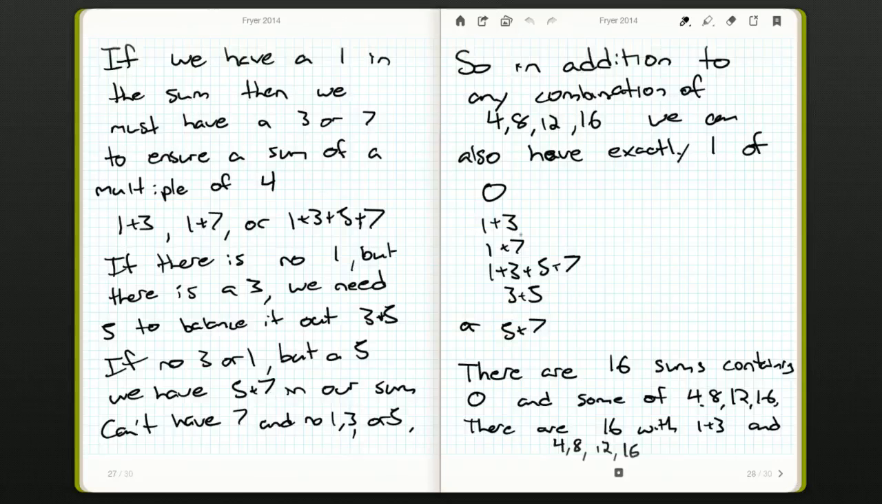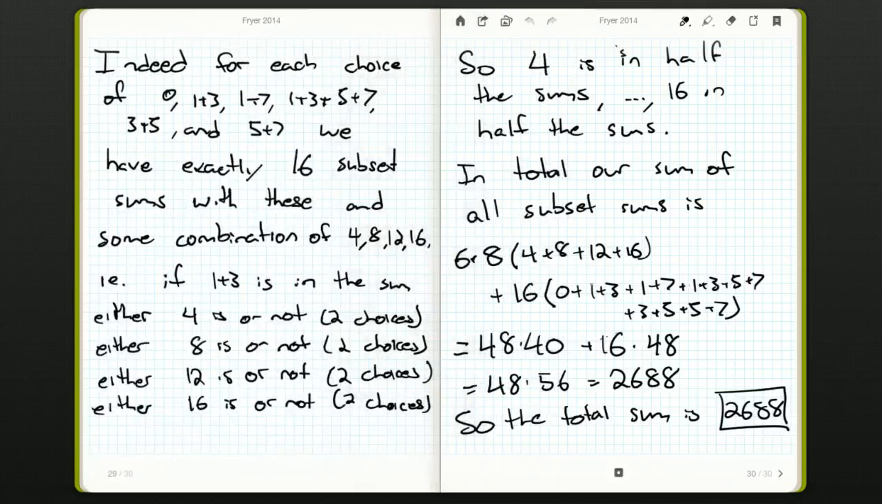So if we fix one of these, if 1 plus 3 or 1 plus 7 is part of our term, then we can either have 4 or not. We can either have 8 as a part of the sum or not. 12 is part of the subset or not. 16 is part of the subset sum or not. And that gives us 16 different sums with a 1 plus 7. That's why 1 plus 7 will appear 16 times.